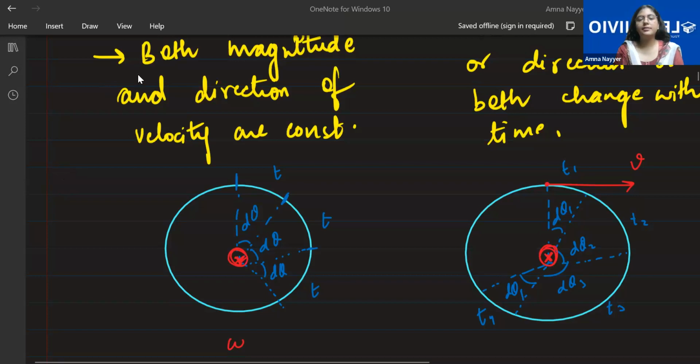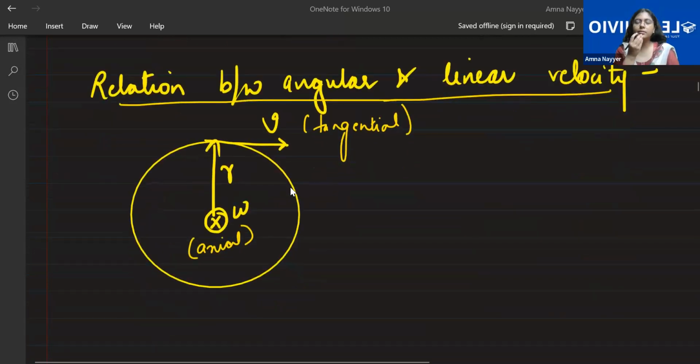Okay, let's come to the relationship between the linear velocity and the angular velocity. When we are talking about the axial part, that is the angular velocity. But the linear velocity will always be tangential to a point. Whichever point you take, the linear velocity will be tangential.